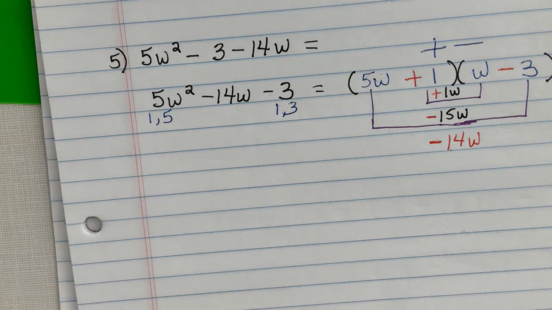Look here. Parentheses 5w plus 1, close parentheses, and w minus 3. 5w plus 1 and w minus 3. Okay. Let's see. 8, 9, just another factor.